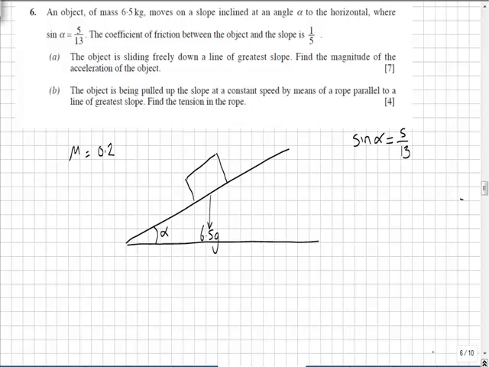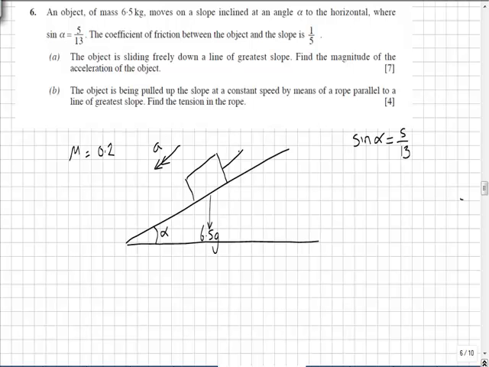In part A of the question, we're asked to find the magnitude of the acceleration of the object as it slides down the plane. I've already started to draw the diagram of what's actually happening. What we do know is it's sliding down the plane. We're asked to find the acceleration, so obviously the acceleration is acting down the plane.